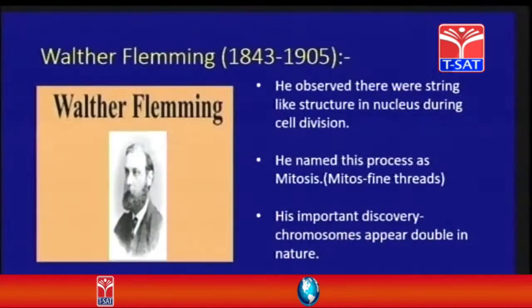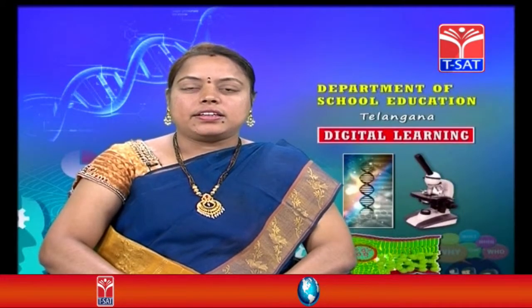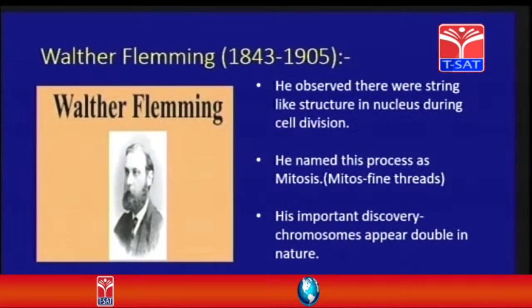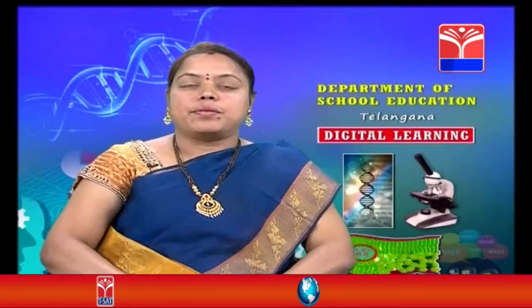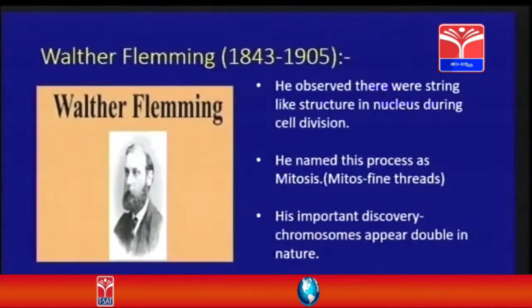Walter Fleming observed various plants and animals which had the capacity to divide. As a result, he discovered that during the process of cell division, there were string-like structures present in the nucleus, and he mentioned that these string-like structures were called chromosomes, and he also named the process mitosis. Mitos means thin threads, fine threads. His important discovery was that chromosomes appear double in nature.